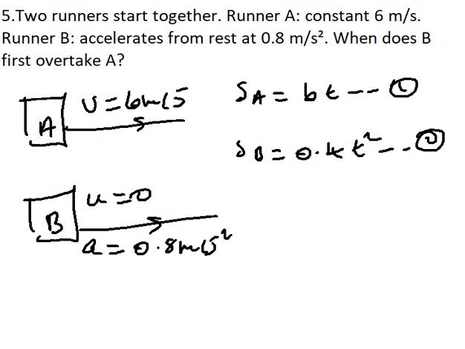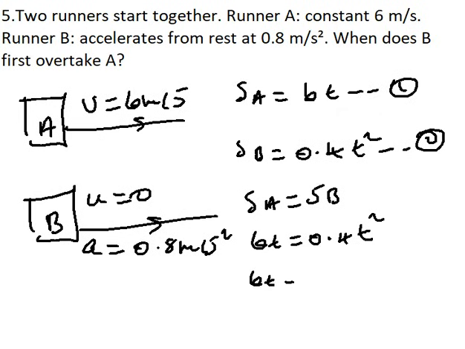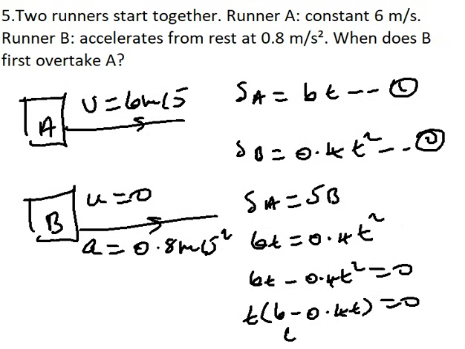Then you just have to understand that up to the point where the two will overtake each other, SA is equal to SB. That we can have as 6t is equal to 0.4t squared. 6t minus 0.4t squared will be equal to 0. Then I'll have to factor out the t. We'll have it as t(6 minus 0.4t), which is equal to 0. Then I'll just have to concentrate on that.